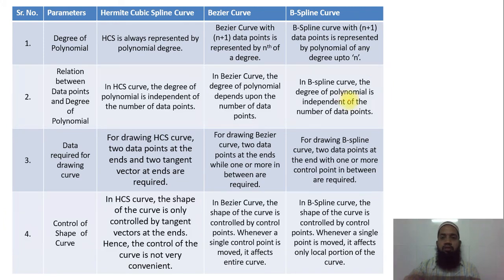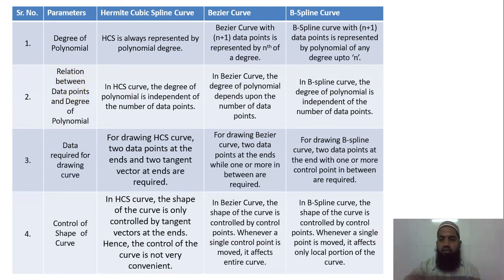This is very important. What are the differences between these three curves? The first parameter is the degree of polynomial. In Hermite cubic splines, the degree of polynomial is always fixed at cubic. For a Bezier curve, n plus 1 data points are represented by a polynomial of degree n. B-spline curves with n plus 1 data points are represented by a polynomial of any degree up to n.